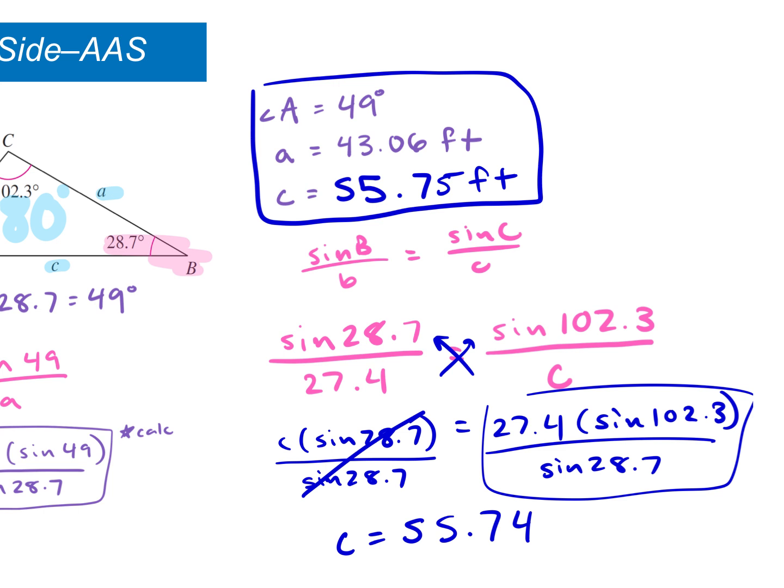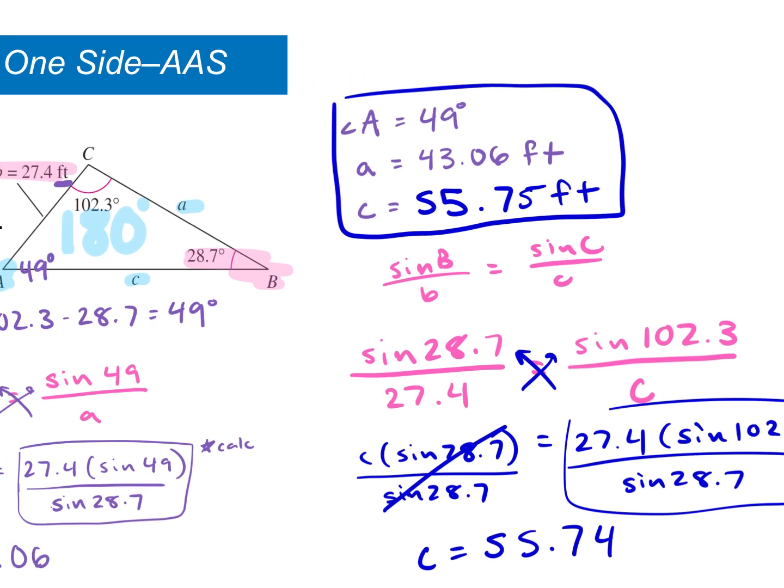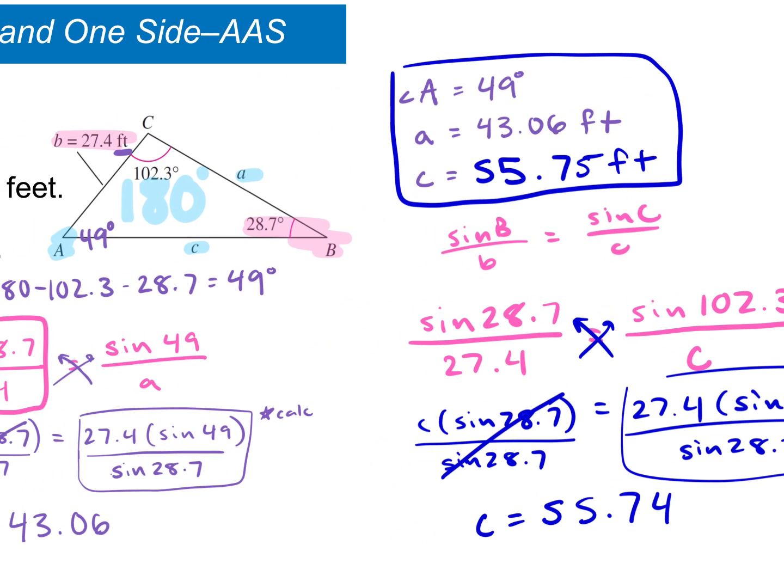One thing that's kind of helpful when you come up with your answer is that the smallest side is going to go with the smallest angle. The largest side is going to go with the largest angle. So looking at our answers here and the triangle that we have, what's our smallest angle that we have? A, B, or C? B. 28.7 is the smallest angle, so that's going to go with the smallest side, which was 27.4, smaller than these 2. What's our largest angle that we have here? C, 102.3, which goes with the largest side. So that's kind of one way you can check your work to see if you did it right.